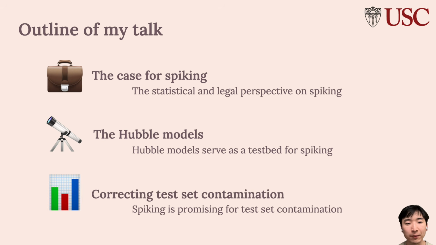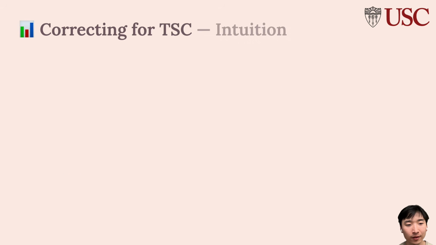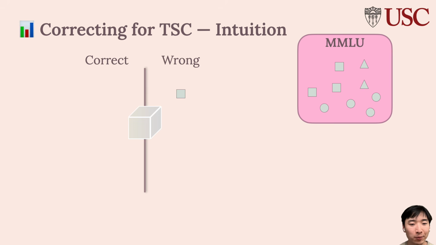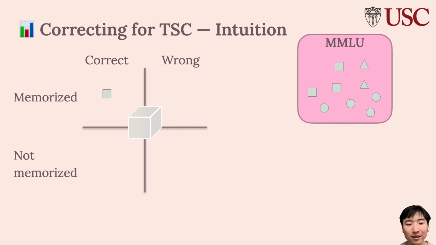Now that we have built up many intuitions and tools, I will finally provide the solution for correcting test set contamination. First, I'll give intuition on the correction problem. So let's consider MMLU examples. A model could have answered an example either incorrectly or correctly. Now, if the model is correct, it may have been correct due to the example being contaminated and memorized, or that this example is not memorized and generally reflects model ability.